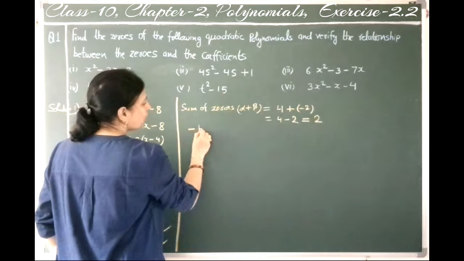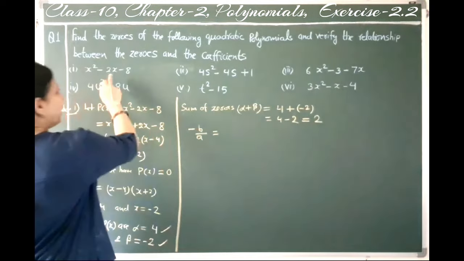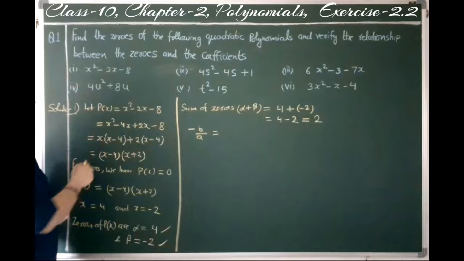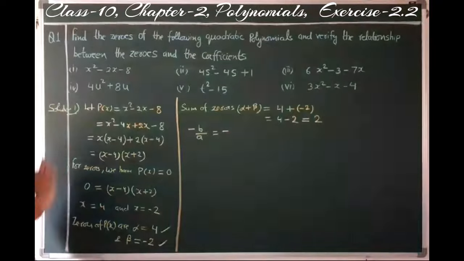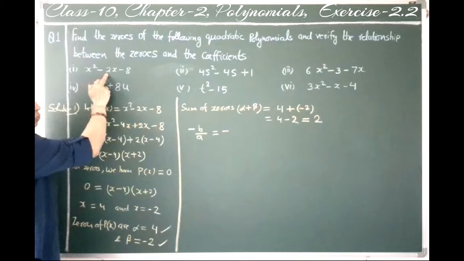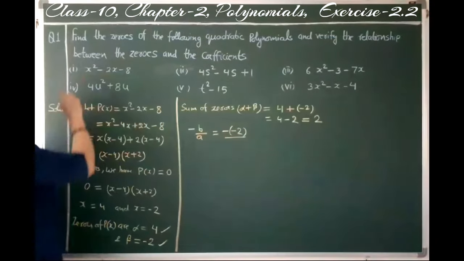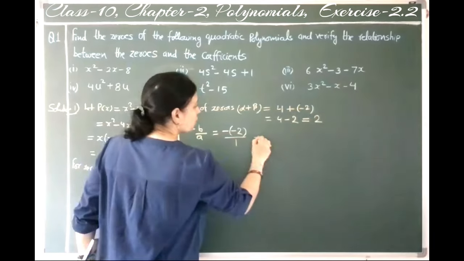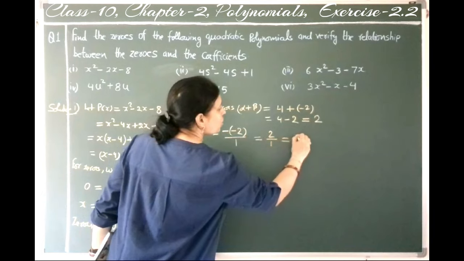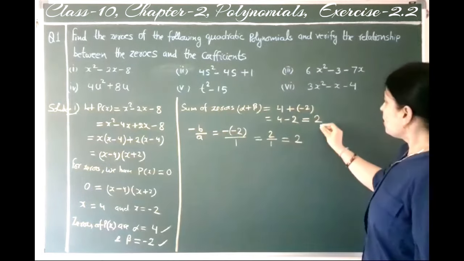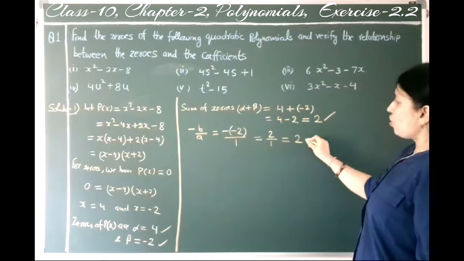And minus b by a is equal to coefficient of x divided by coefficient of x square. Write minus, b is here minus 2. So write here minus 2 and a is here 1. So write here 1. Minus and minus become plus. So it will be 2 by 1, which means 2. So here you can see that alpha plus beta is equal to 2 and minus b by a is also 2.